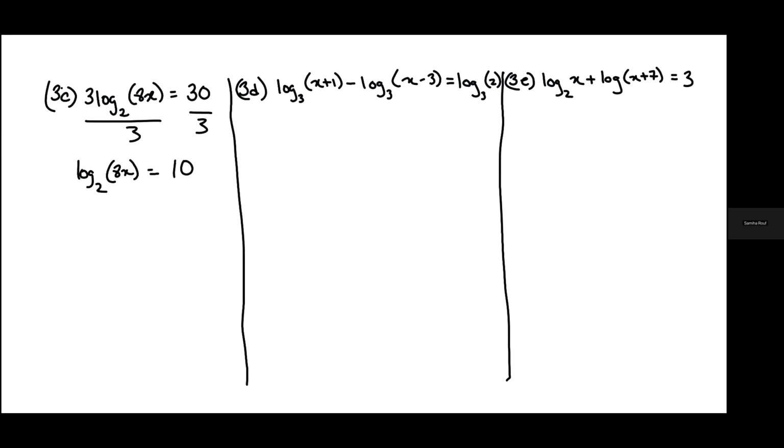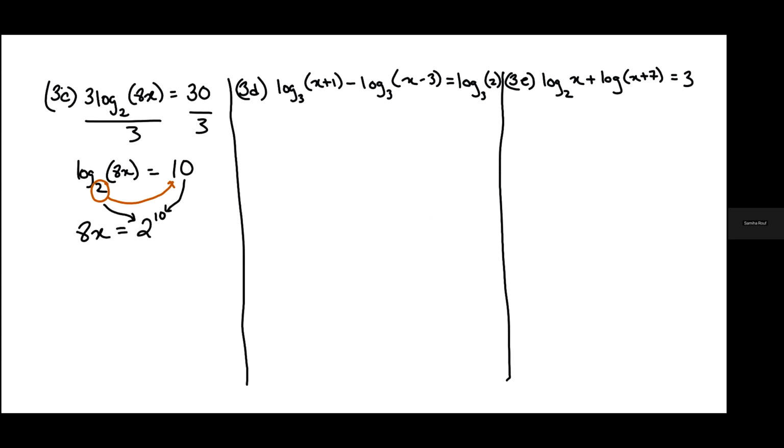Now we're going to convert this log to exponential form. The way that happens is, since this is base 2 here, this base will go here, and this 10 becomes the exponent of the base 2. So we end up with 8x equal to 2 to the power 10. So this 2 is your base, and the 10 became the exponent.